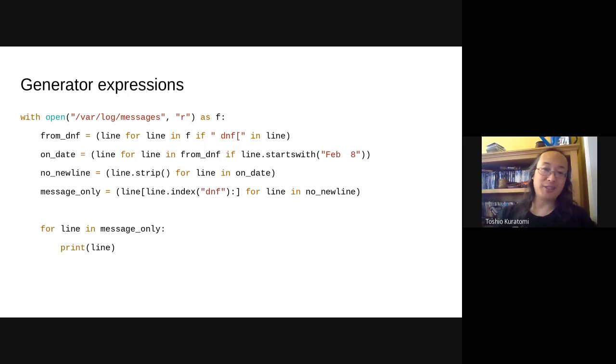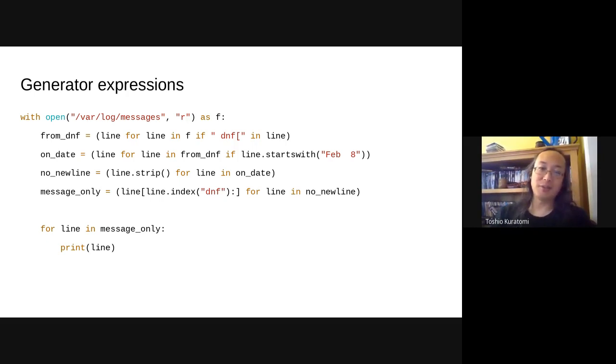Okay, so now we have 4 lists that we have to keep in memory out of this 2 gig file that we started with. Some subset of that is going to be in each of these 4 lists. We're repeating this data over and over again. If say half of the lines in var log messages had to do with DNF, we could end up with not just 1 gig of data, but more than 1 gig of data because, okay, half of it was saved in from DNF, but some of that half was still saved in on date, and some of it was saved in no new line, and some of it was saved in message only.